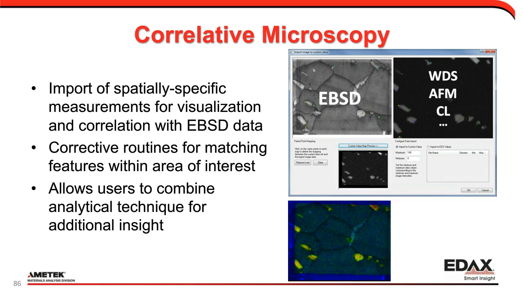Other features that are available now in OIM Analysis 8, one is correlative microscopy. What that allows us to do is import other spatially specific measurements for visualization and correlation with the EBSD data. You can imagine we've talked about doing it with WDS, AFM, CL, nano indentation, anything where we have data on a spatial grid. We can bring this in, match up the data, and tie it in as an additional OIM analysis channel. This is just an example where you can see we brought in a channel and we're now overlaying it on the bottom with our EBSD data. So we can see how these other characterization techniques combine and complement the microstructural data we get with EBSD.